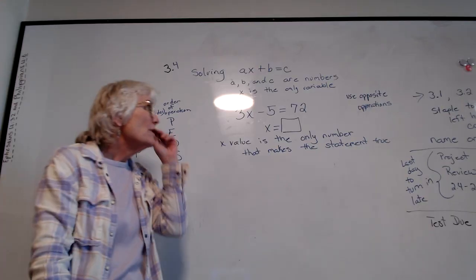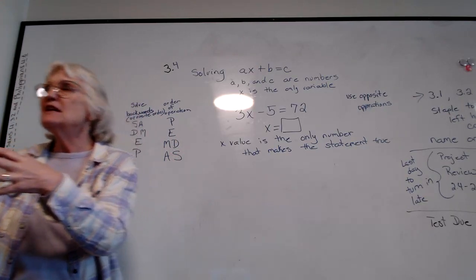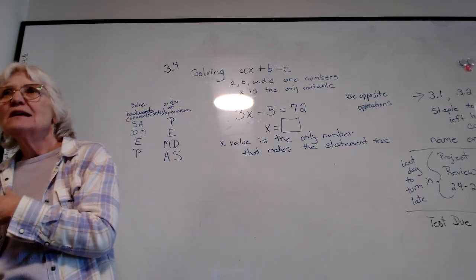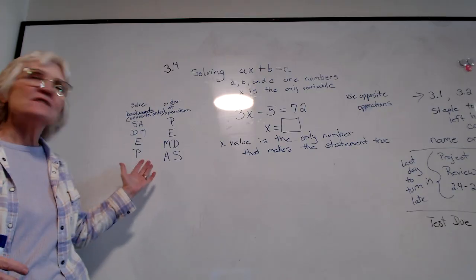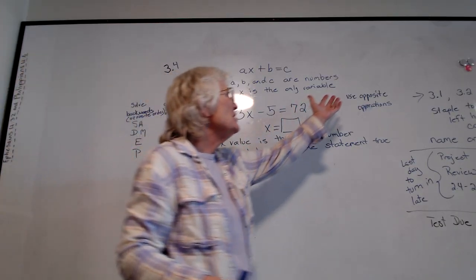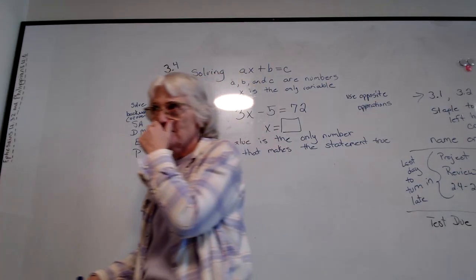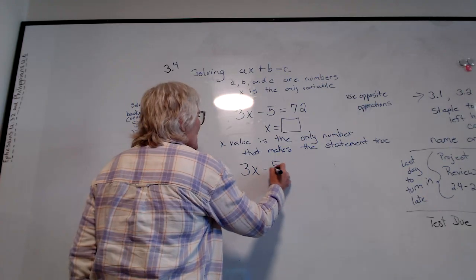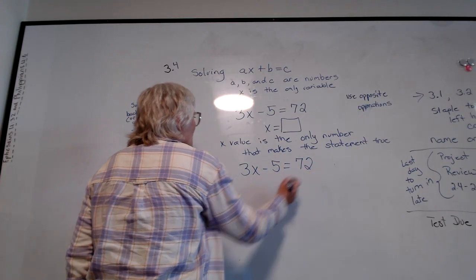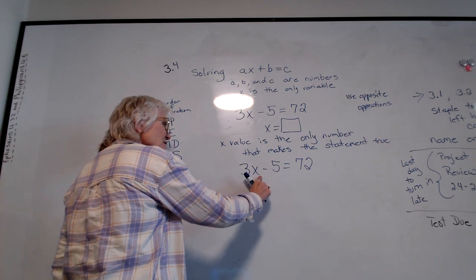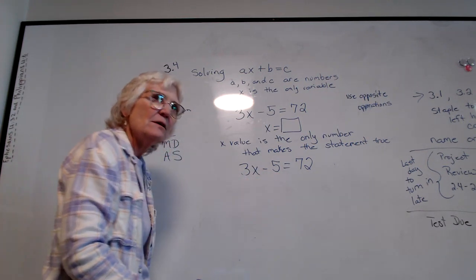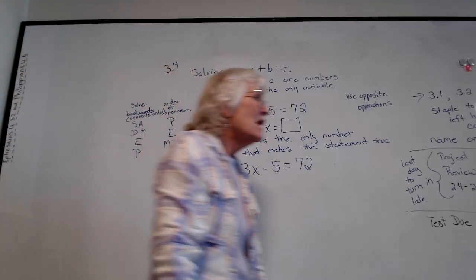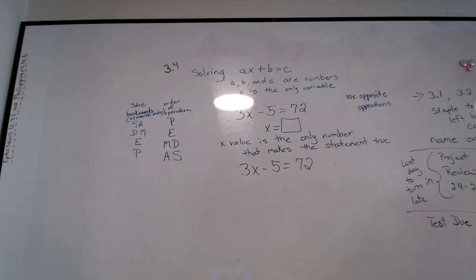Okay? So we do it by using equivalent equations. We do the same thing on both sides. And then we also do it in the opposite order of PEMDAS, and we use opposite operations. So let's look at this. We have 3x minus 5 equals 72. Normally we multiply first, and then we subtract. But we're doing the opposite of that. So you'd subtract 5 from 72. We're actually not going to subtract. You know what we're going to do?